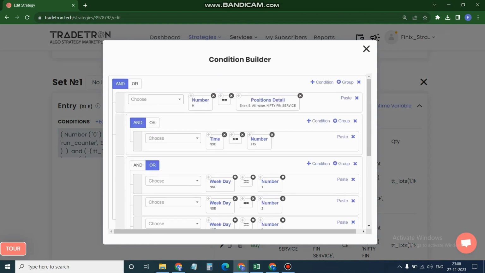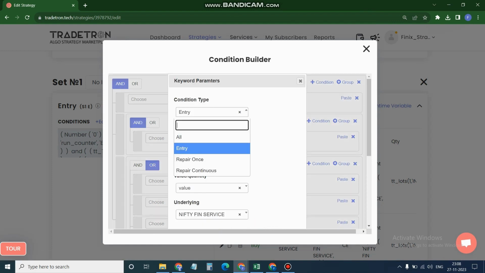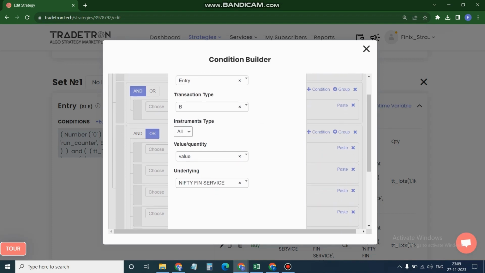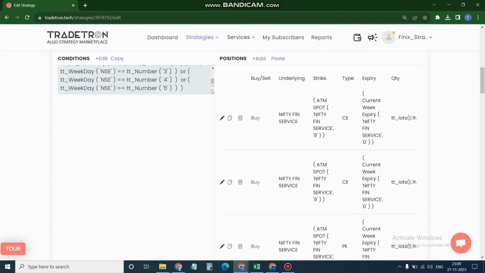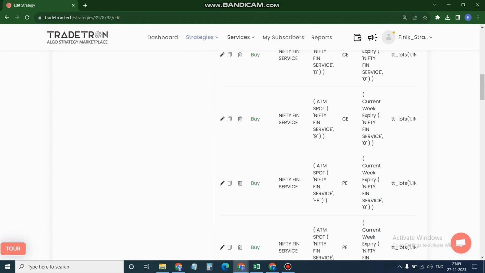So number equal to position details. In this position detail, let me see the entry condition. This is for the buy side, and I take a quantity. I have taken the underlying Nifty Fin Services. So this is for Fin Nifty. These are the buy and sell conditions I have created. You can see there are 4 buy and 4 sell I have made based on the conditions.